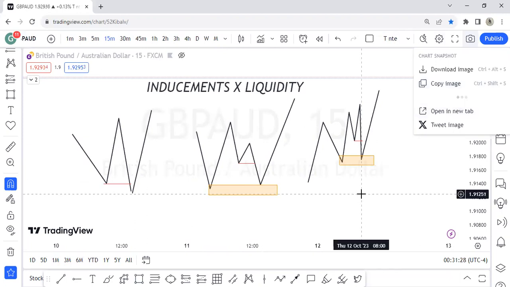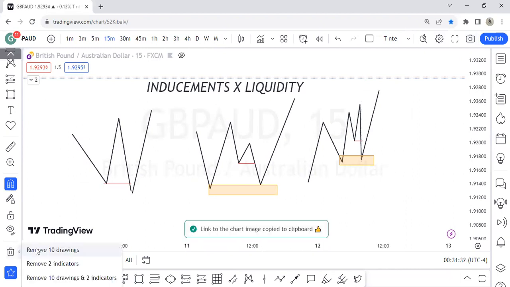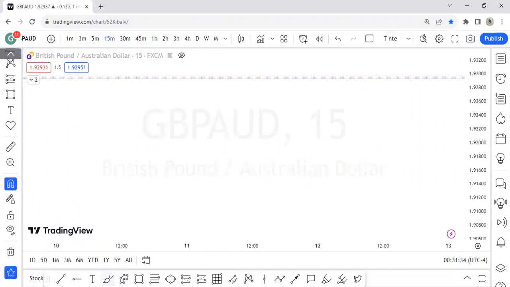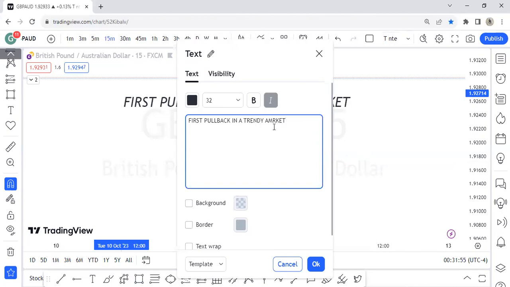So now let me give you a better understanding of inducement. For reference purposes, write this down: an inducement is the first pullback in every given trending market. So the first pullback is your inducement. This is our first pullback in a trending market. So if the market is bullish, that first pullback is the inducement. It's very, very easy to spot. I will explain that.